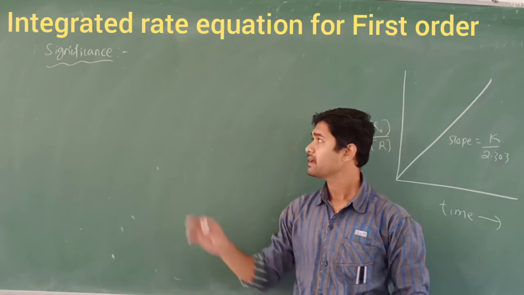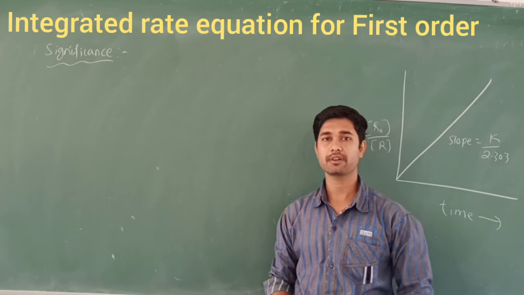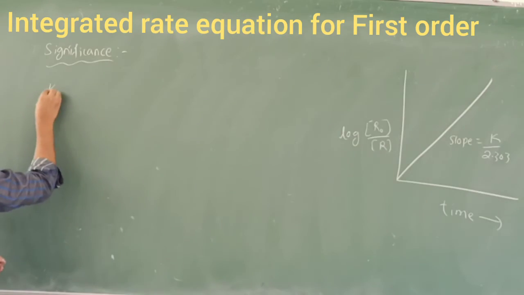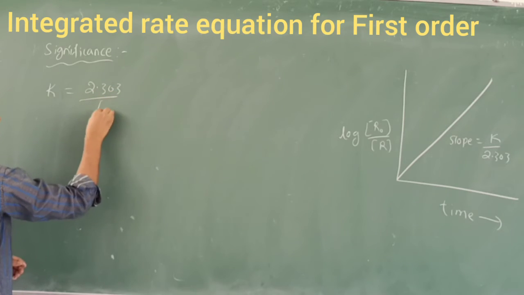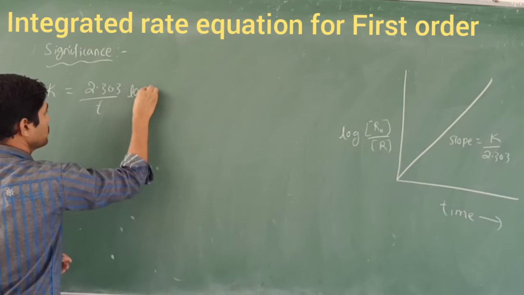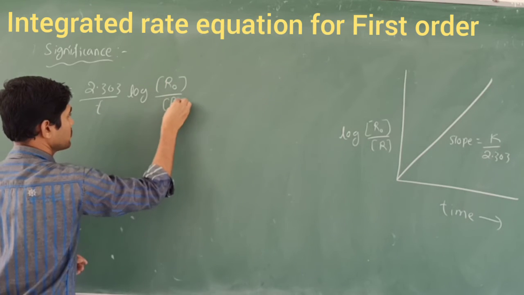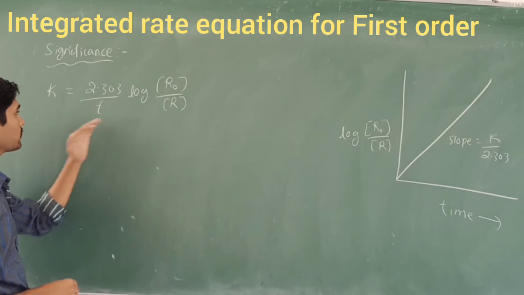Let's discuss the significance of the integrated rate equation for the first order reaction. We already got this value, that is k is equal to 2.303 divided by t, into log of the initial concentration of the reactant divided by the concentration of the reactant. So this is called the first order reaction formula.